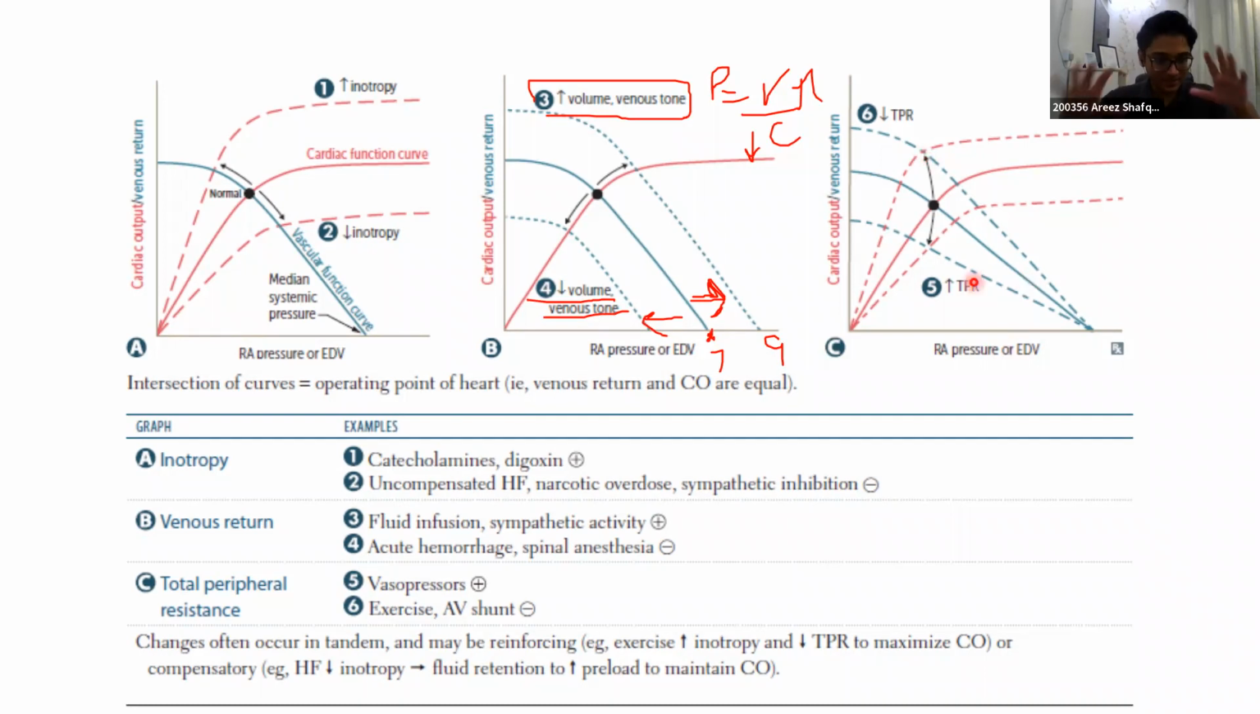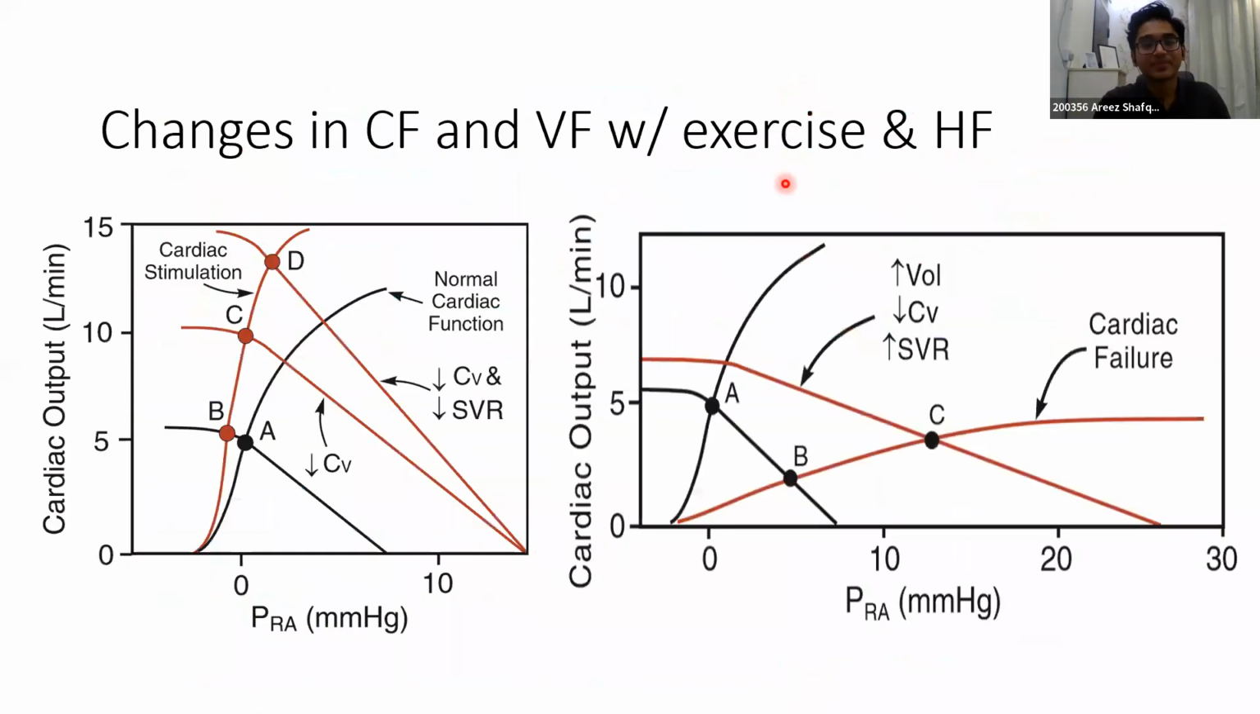So all of this curve together, now it makes sense to everyone? Yes. Okay. So just remember: cardiac function, remember the cap; venous function, remember volume over compliance; and remember conductance. Okay, now we have the last slide, where we're going to look at both of these curves and how they change in certain situations.